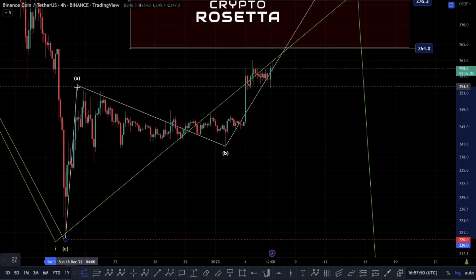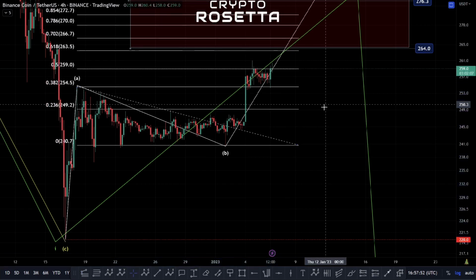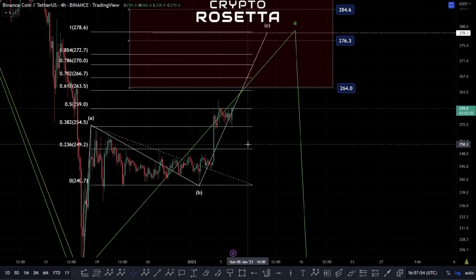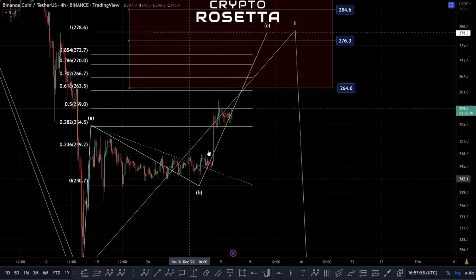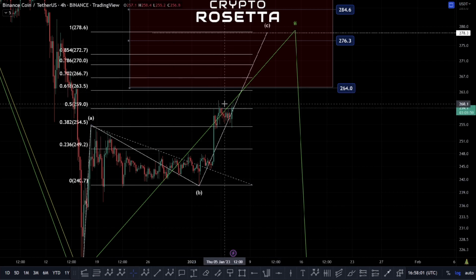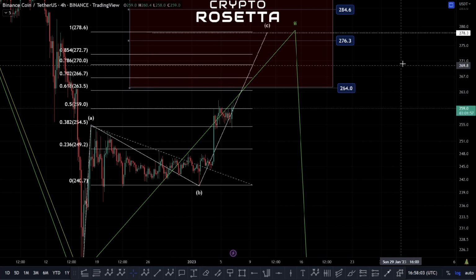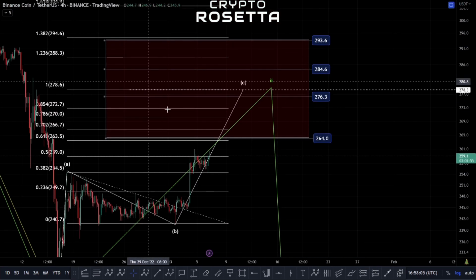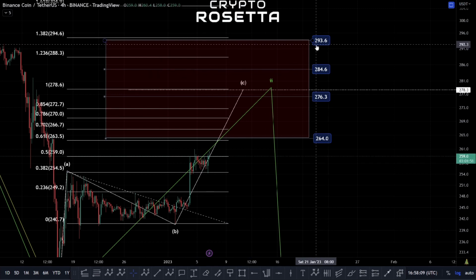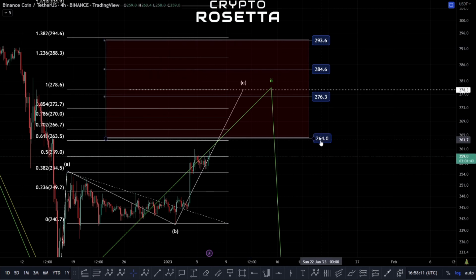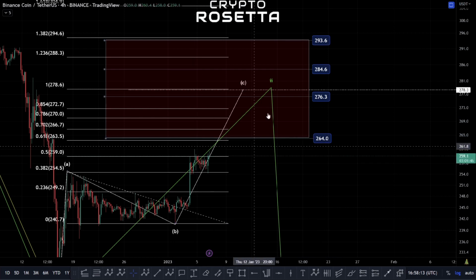So let's pull this onto here. At a minimum, what I would want to see here is a 0.618 move. And what we'd be looking for then is potentially that we could come up and retest this possible rejection box. This rejection box here is a typical wave 2 rejection area, between this 293.6 and this 264 zone. It's quite a wide range, so we just have to bear that in mind.